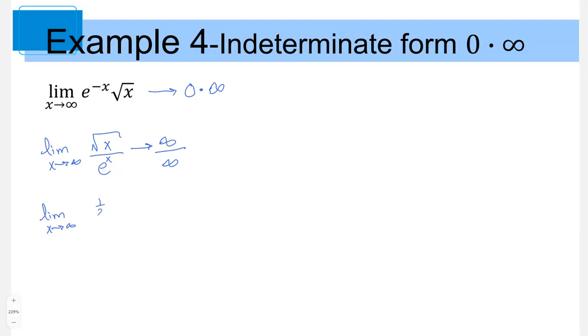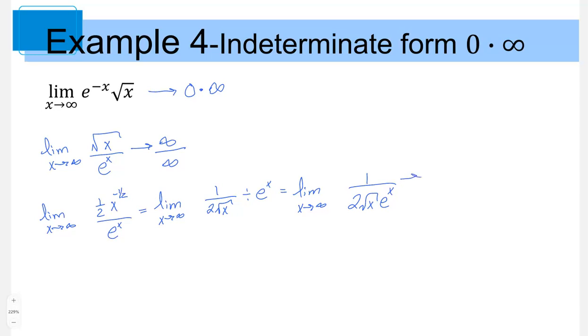So I'm going to take the derivative of the top, derivative of the bottom. I'm going to rewrite this so that it's 1 over 2 square root of x divided by e to the x. When I divide fractions, I do keep change flip. And now as x gets large, that whole fraction gets really small.